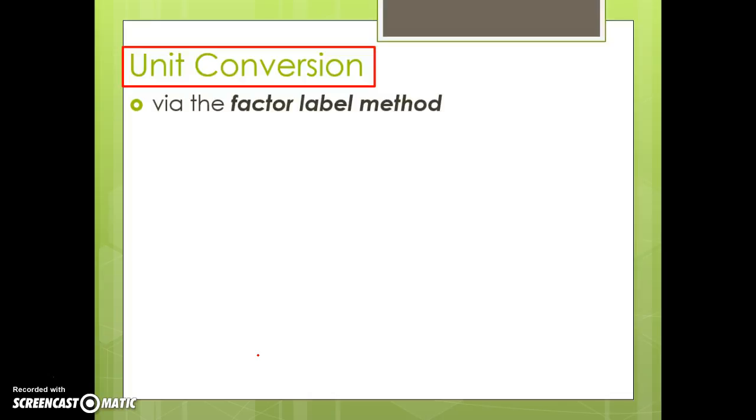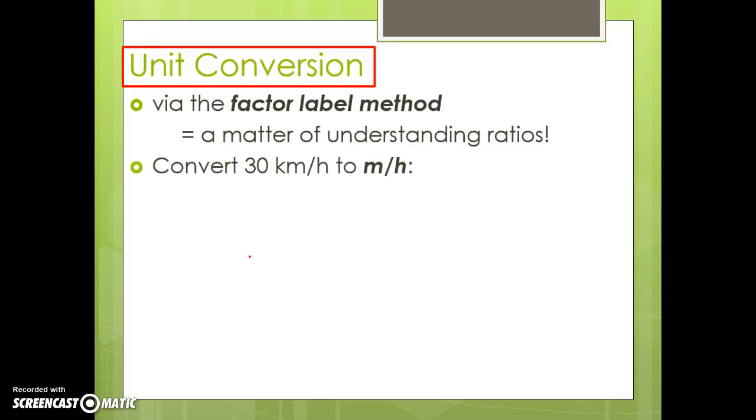So now unit conversion. How we convert units by using the factor label method. So let's analyze that. It's all about the ratios, like your Instagram likes.